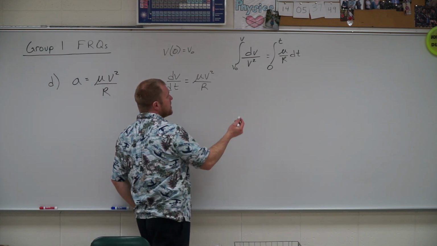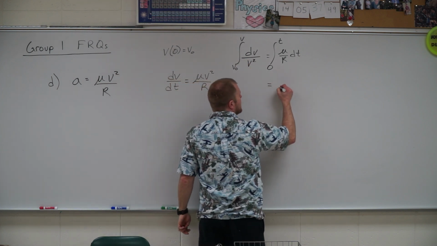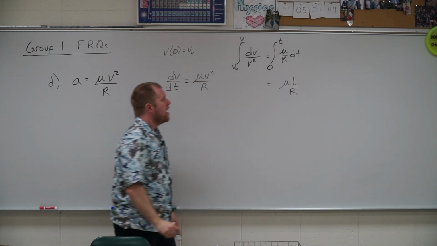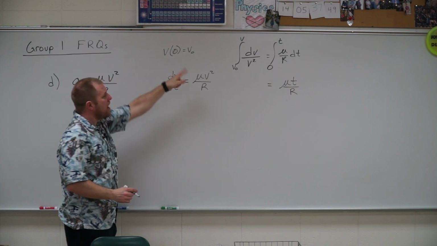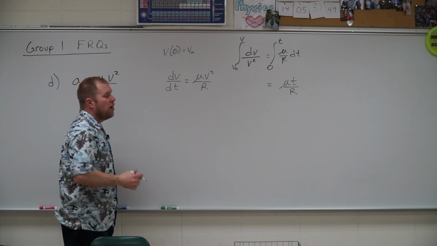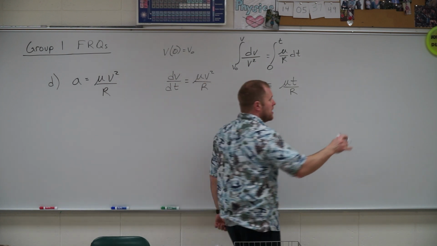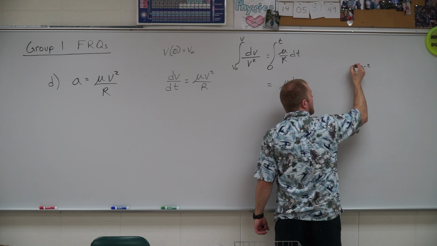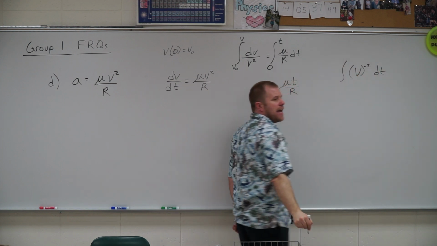All right, so the first step is I need to integrate these two sides. So the right side's pretty nice and easy, so I got mu t over r, and minus mu times 0 over r. All right, we're good. Now I need to integrate this other side. So let's just step aside here and make sure we know how to do these integrals. I'd hate for us not to. This is v to the negative 2 dt that you want to integrate.